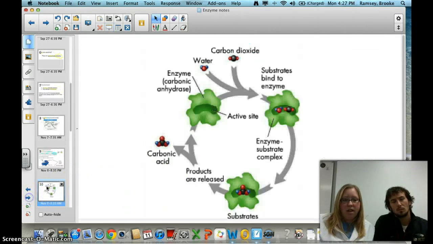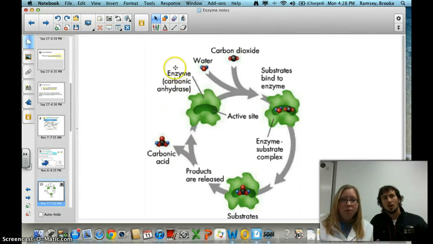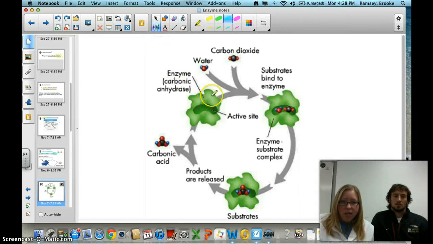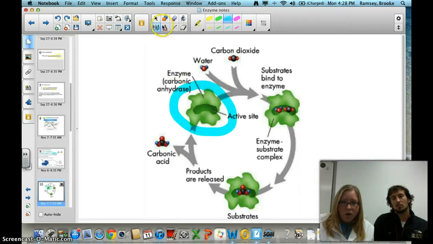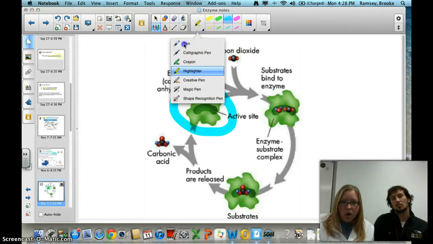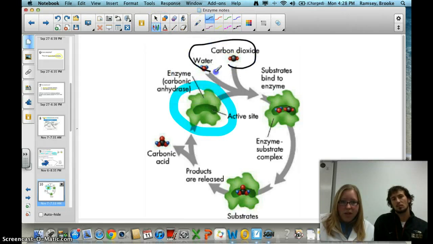Here is another visual showing you that this is an enzyme. Water and carbon dioxide come in to the active site. We make this substrate complex. The chemical reaction, the breaking and reforming of bonds, happens till we make carbonic acid. Now here's something really important about enzymes. This specific enzyme will only work with these reactants, this substrate.